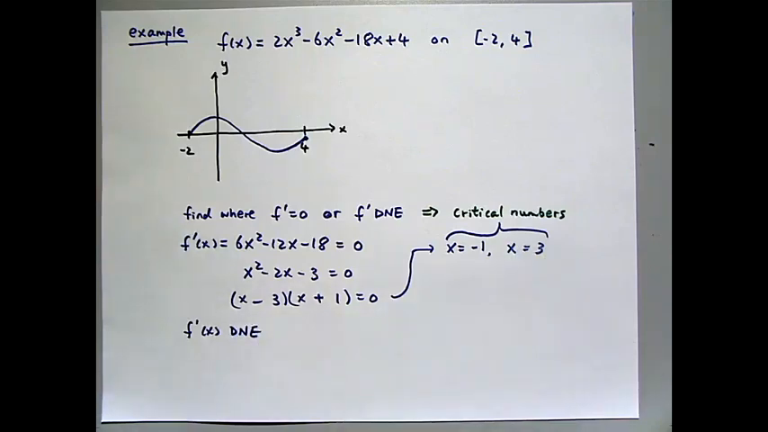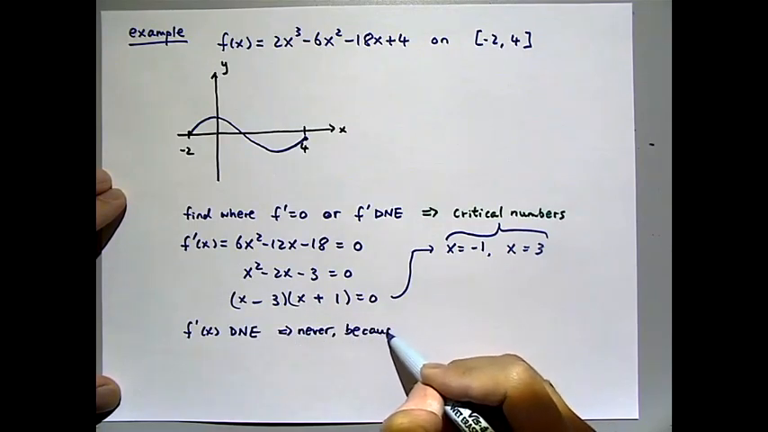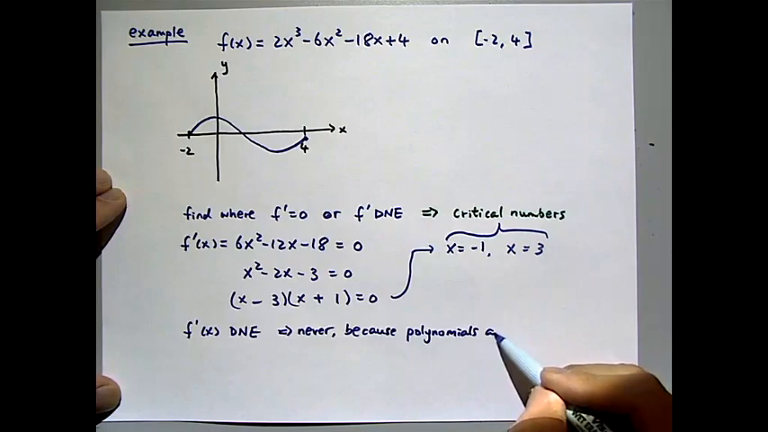Now we check where f prime is undefined. And where does that happen? Where might this function be undefined? Say it again? Right. Good. What kind of function is this? Quadratic is a class of what? Polynomials. Good. Yeah, this will never happen, never, because remember, polynomials are always defined.